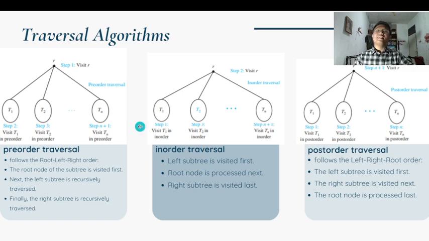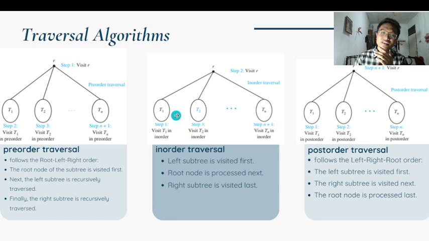Okay, I will explain that. Pre-order traversal follows root, then left, then right. The root node of a subtree is visited first, next the left, finally the right, just like this explains. In this one line, it explains everything, and then in-order.